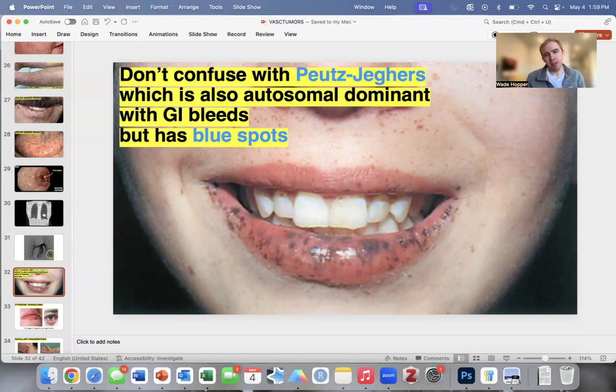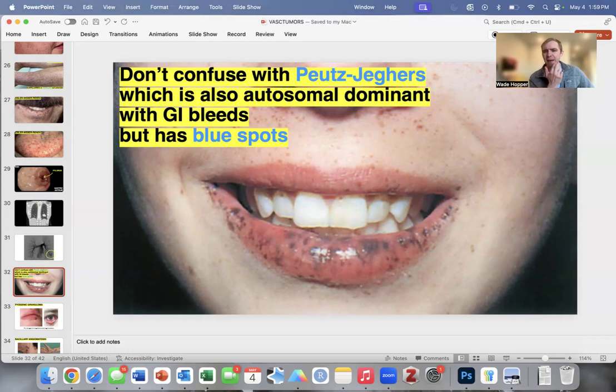With Peutz-Jeghers, instead of GI bleeds, you can get GI bleeds, but you get GI polyps, and the polyps bleed in Peutz-Jeghers. And polyps tend to be hamartomatous, but you are predisposed to real cancer too, not just hyperplastic hamartomatous polyps. You can get some bad cancers in the GI tract with Peutz-Jeghers.